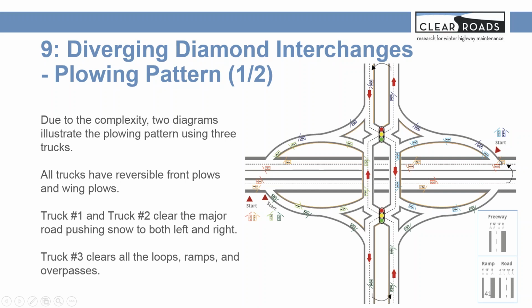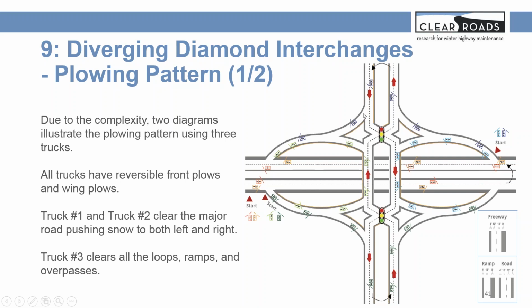At the same point, it starts pass number 4, but this time the truck stays to the right, using both front and right wing to clear the right shoulder. And at the split point, it merges onto the minor road. After the truck gets onto the minor road, it shifts to the left to clear the left lane, still pushing to the right with both front and wing plow. And it turns around, still keeping to the left, pushing to the right on the minor road.